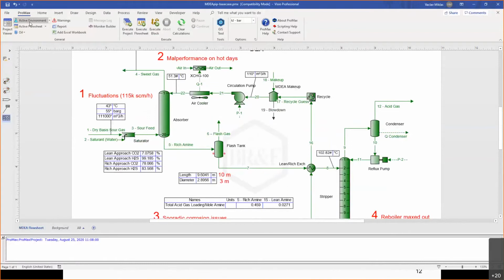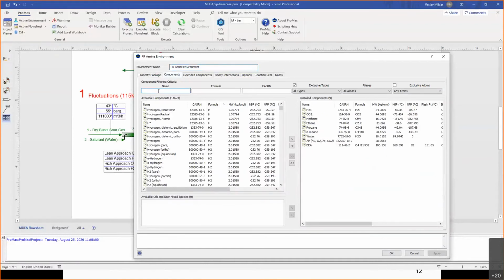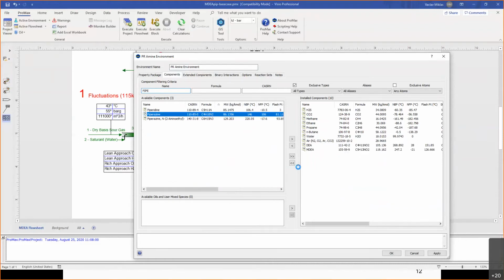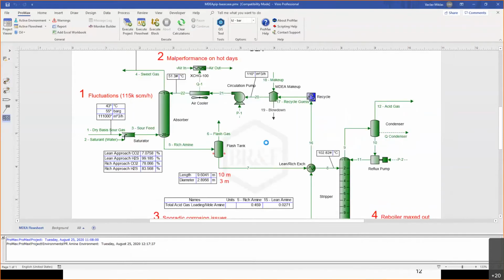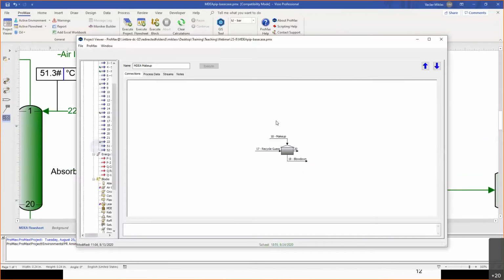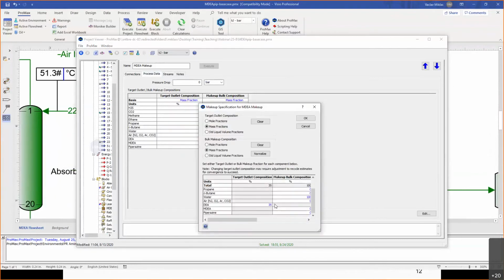So I'm going to go to active environment, which is the first step I need to do because I don't have MDEA and piperazine in my list of components. So I'm going to add them. And now we're going to transform this simulation into the MDEA piperazine case. So I'm going to open this makeup block, which is what controls my amine composition. And I'll go to process data, open this table. I'll delete DEA.